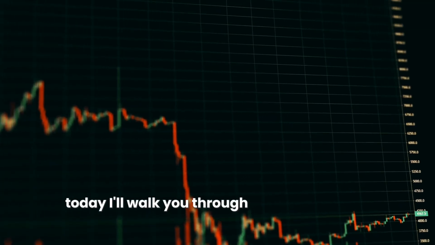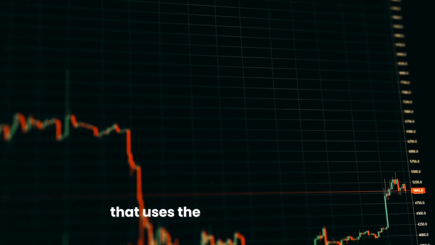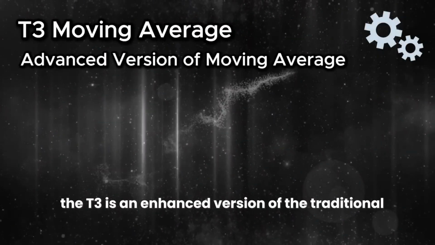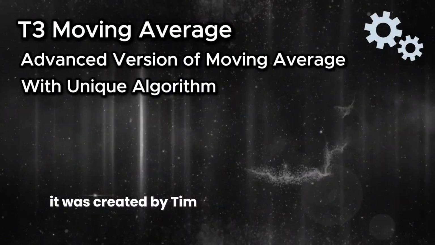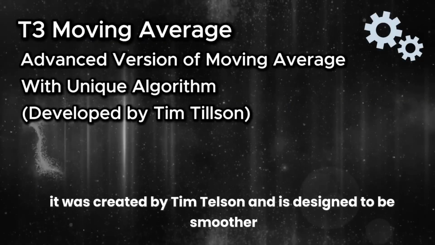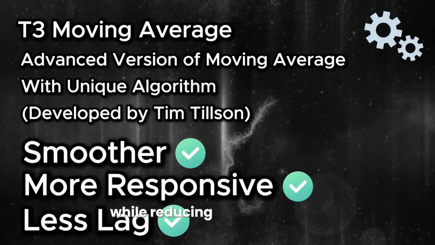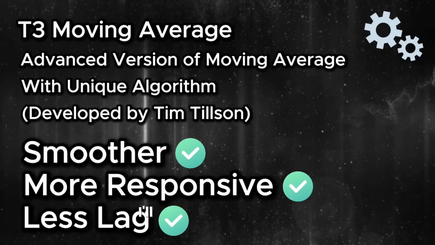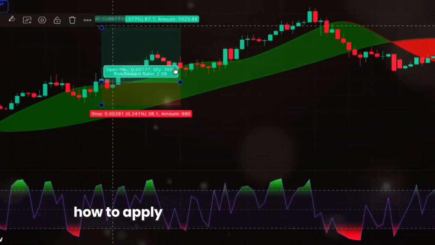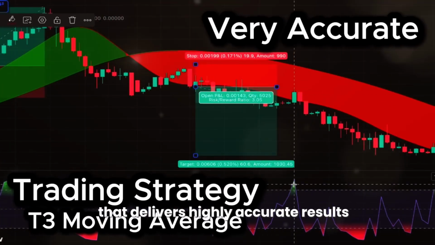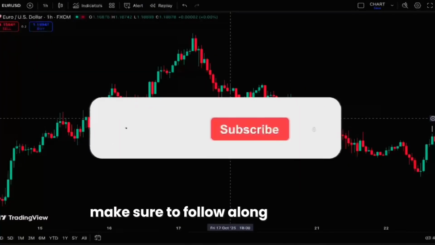Today, I'll walk you through a powerful trading strategy that uses the T3 moving average. You might be wondering, what exactly is a T3 moving average? The T3 is an enhanced version of the traditional moving average. It was created by Tim Tilson and is designed to be smoother, faster, and more responsive compared to standard moving averages, while reducing lag. In this tutorial, I'll show you step-by-step how to apply this T3-based trading strategy that delivers highly accurate results. Make sure to follow along until the end.